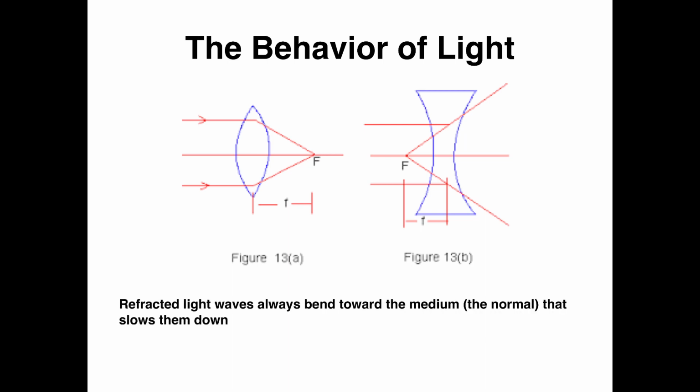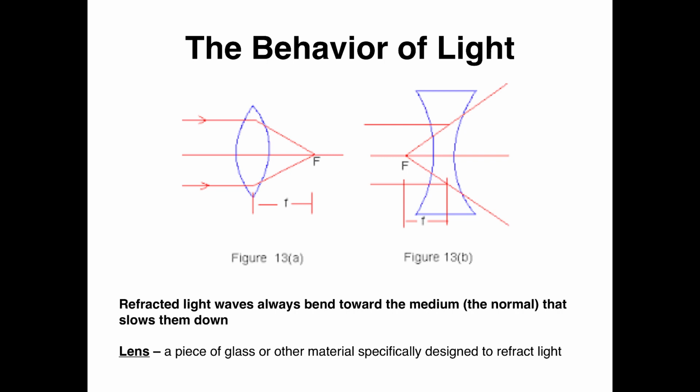So refracted light always bends toward the normal. That slows it down. And with lenses like this, you're always going from air to glass or some other material that slows it down. So a lens is a piece of glass or other material specifically designed to refract light.